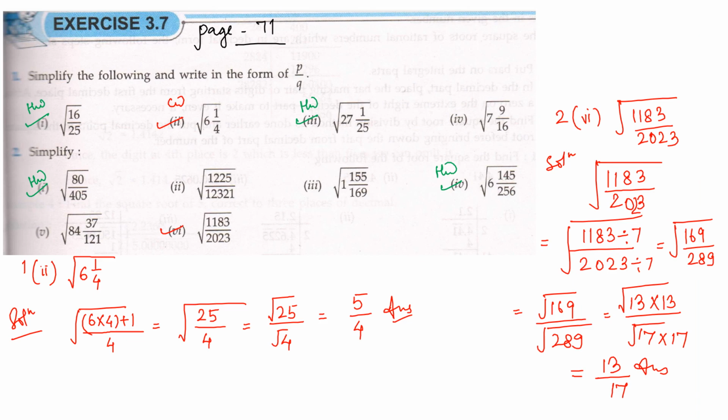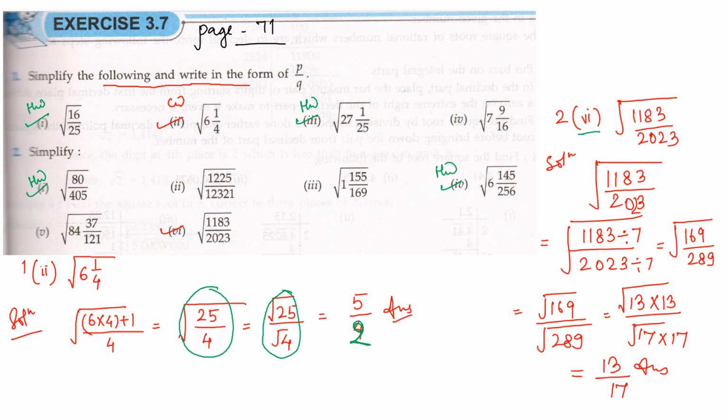Some of the questions I have done for you, some are your homework. Very little homework, since you have a weekend, and only one topic is left in the live classes. We have to move quickly, because all in all 9 to 10 chapters we have to finish before half yearly. So simplify and write the following in p by q form. 1 is done for you. 6 whole 1 by 4 will be simplified as root over 25 by root over 4. Now, sorry, this is 5 by 2.